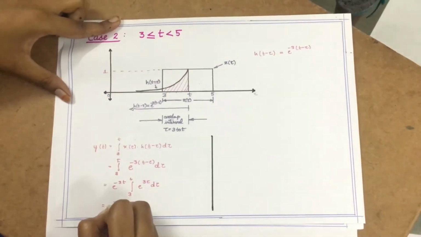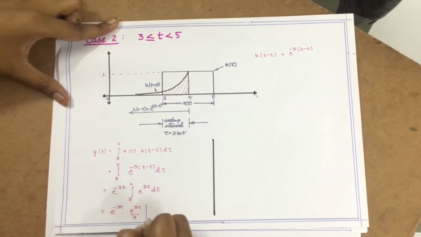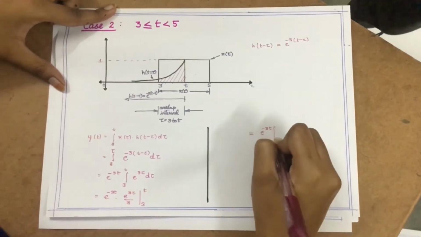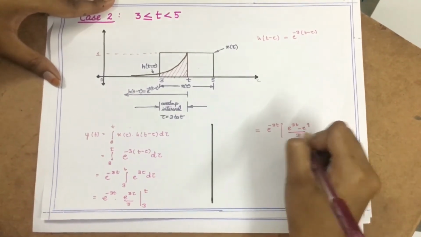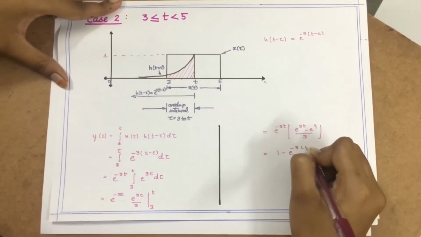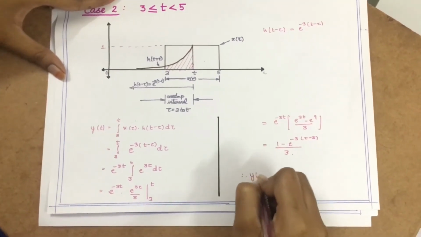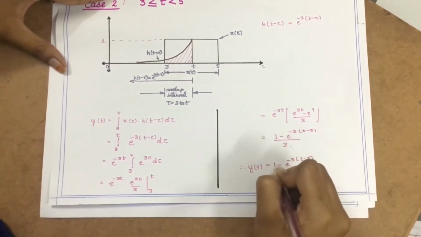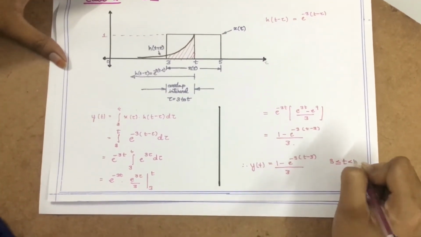Now, integrating it, e^(-3t) into e^(3 tau) by 3 with the limits 3 to t. Substituting the limits, we get e^(-3t) into (e^(3t) minus e^9) by 3. This can be written as (1 minus e^(-3(t minus 3))) divided by 3. Therefore, y(t) is equal to (1 minus e^(-3(t minus 3))) divided by 3 for the region 3 less than or equal to t less than 5.